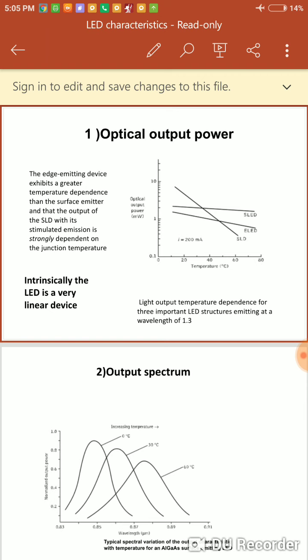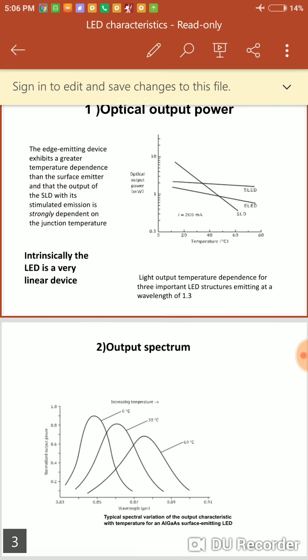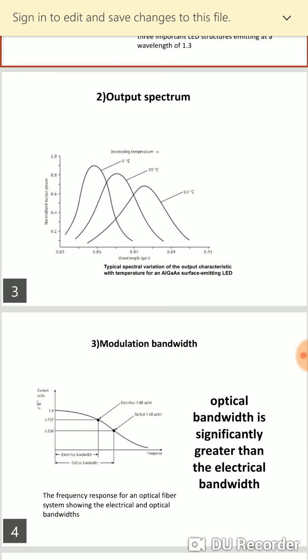Another thing: what is the effect of temperature on the output characteristics of LED? As the temperature increases, the output power decreases exponentially. That is another thing in this first characteristic. So in an MCQ, if it is asked which one is a linear device, the answer will be LED as compared with the laser. Then the second characteristic we are going to consider is the output spectrum.